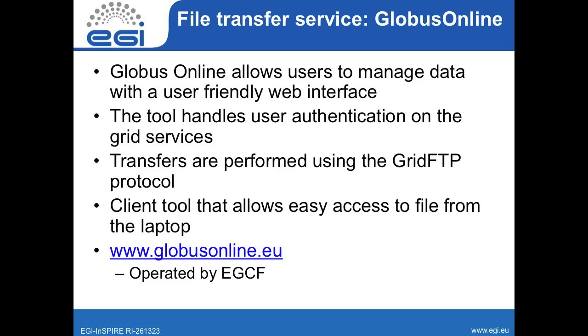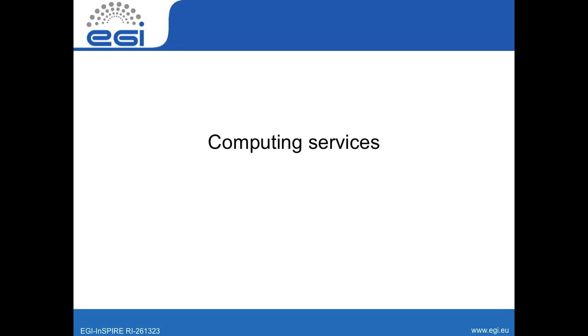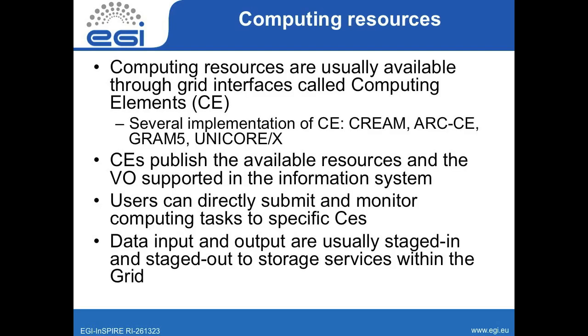middleware for EGI. Besides the data service that we discussed now, data usually needs to be processed, and so together with data we also provide computing services. Computing resources are usually accessible through a grid interface, and this interface we call the computing element. We have several implementations of this computing element, let's say CREAM, ARC, Globus, or Unicore services.